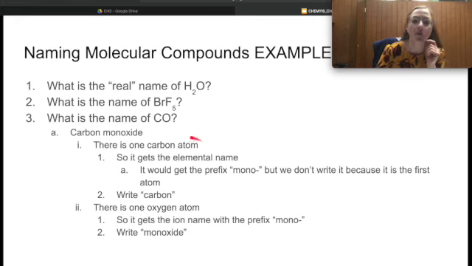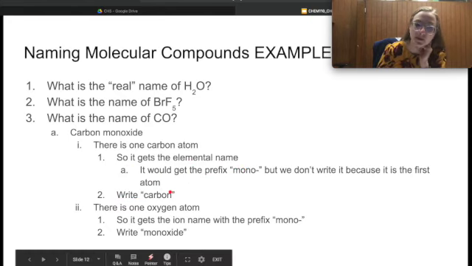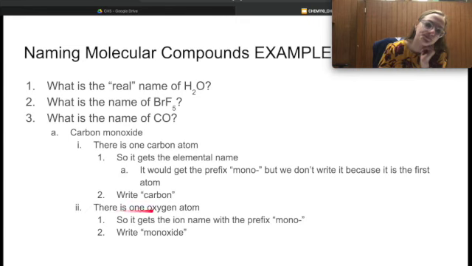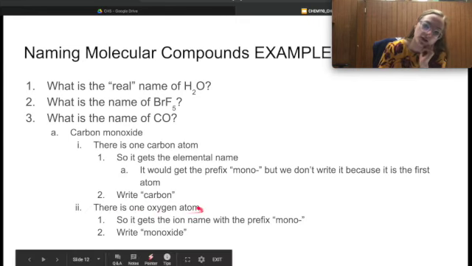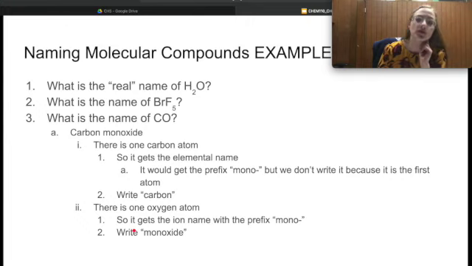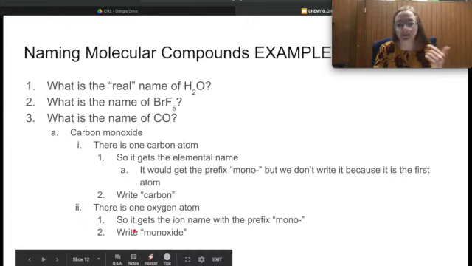This is going to be 1 carbon atom. It comes first, so it gets the elemental name. We would have a prefix of mono, but we don't write it on the first one, so we have carbon. We have oxygen, or we only have 1 oxygen atom. Again, no subscript, so therefore we have the ion name with the prefix mono, monoxide.